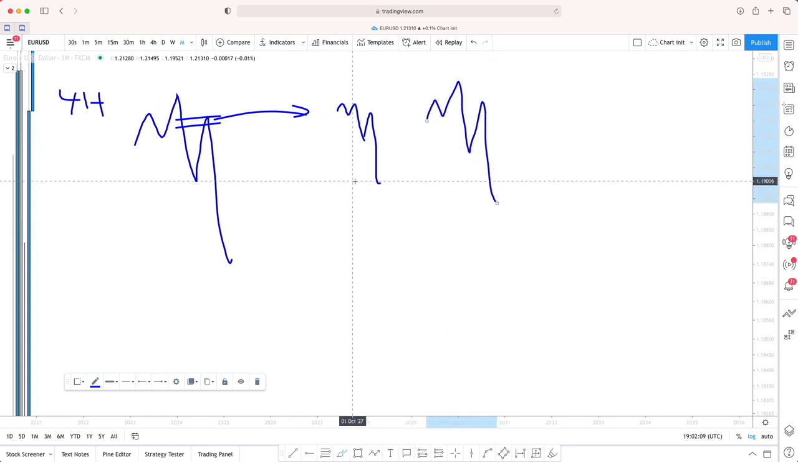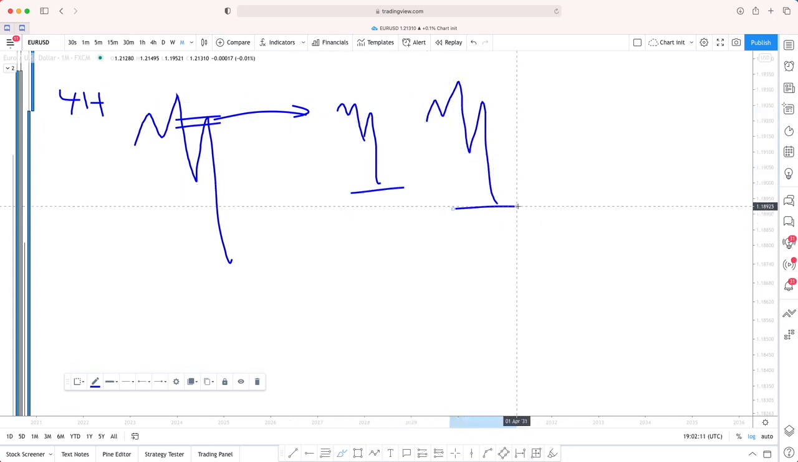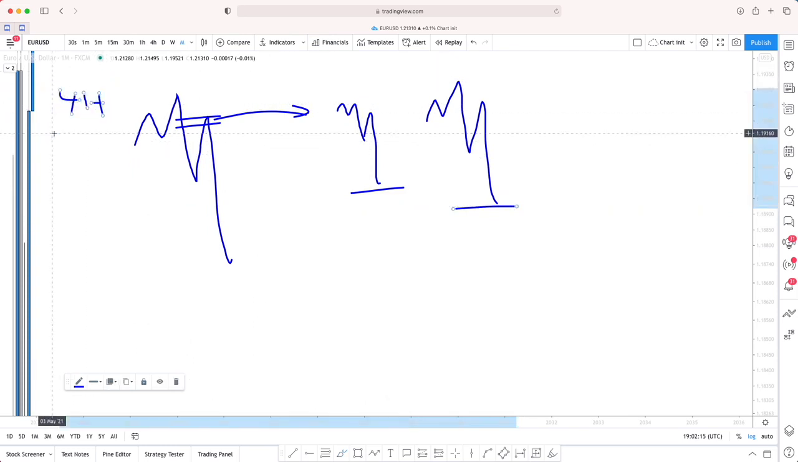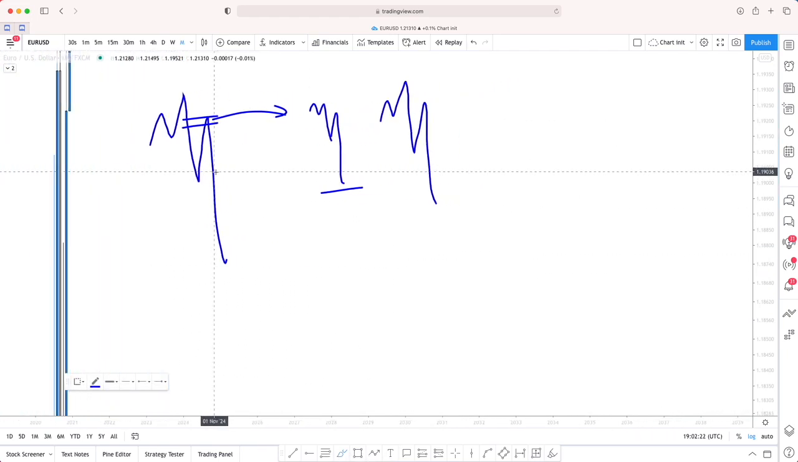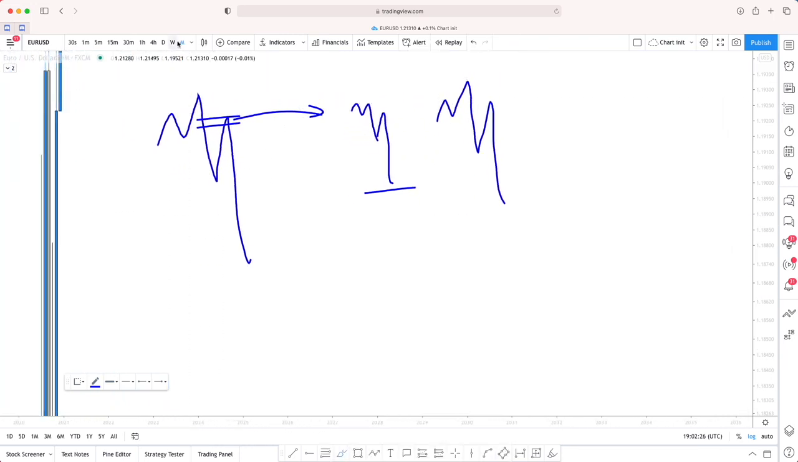Okay, you use the M30 or the M15 for your entry. Okay, let's get rid of this, and say if you want to do, now if you use the 4 hour, this is more of an intraday move, so just bear that in mind.